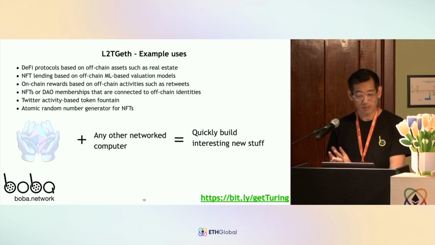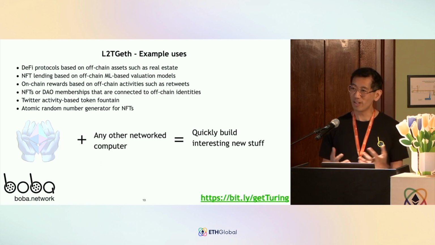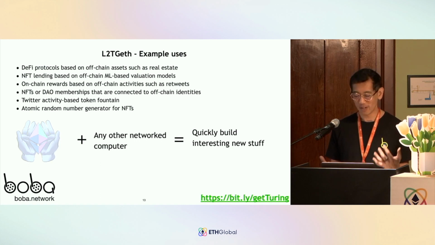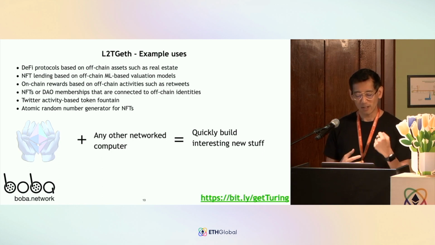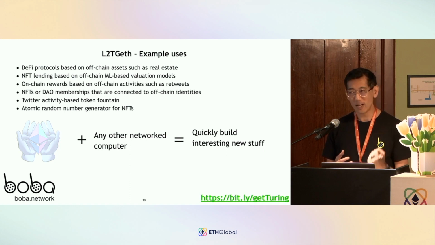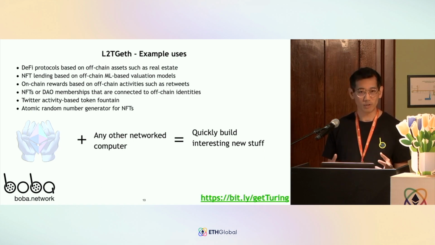You can also create a Twitter activity-based token fountain. We've created this. We've created a Boba fountain on Rinkeby. And you can also use our atomic random number generator for your NFTs. And the bottom line is, if we're able to connect this decentralized computer with the rest of the world, with other network computers, you can now create a lot more interesting applications. Right? And the list here, we're just scratching the surface. Some of these ideas actually came from developers that started trying out Turing.